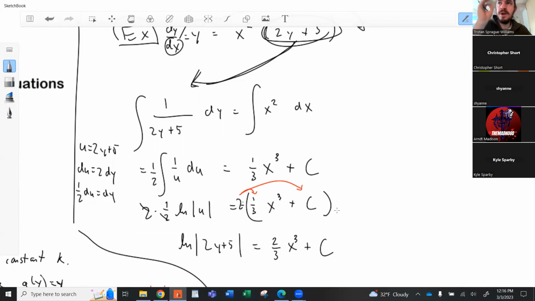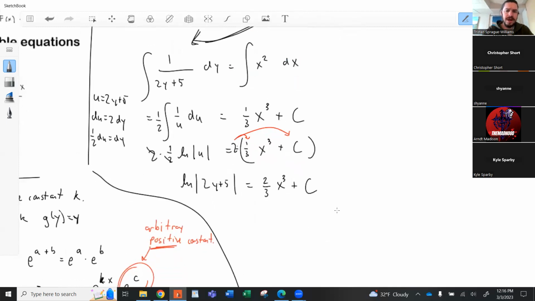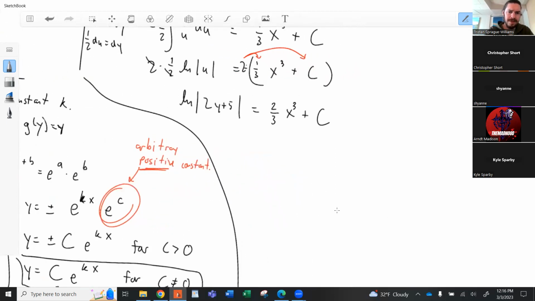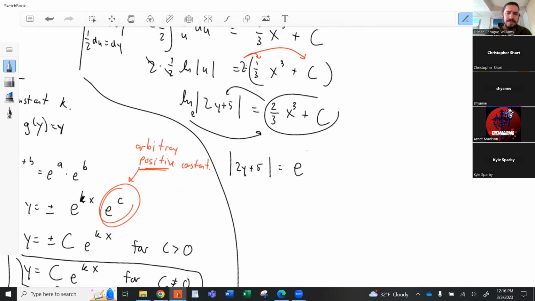This is something that we end up dealing with a lot here. We end up looking at arbitrary constants and doing operations to them, but then checking to see if it's still arbitrary, right? Could c still be any number? It sure could. If you double it, it's still any number, right? Then we do this maneuver like we did last time here. We do the e to the power thing, right? So we take our base e down here from the logarithm, raise it to that power, and set that equal to whatever's on the inside. We got our absolute value of 2y plus 5 equals e to the power of 2/3 x cubed plus c.